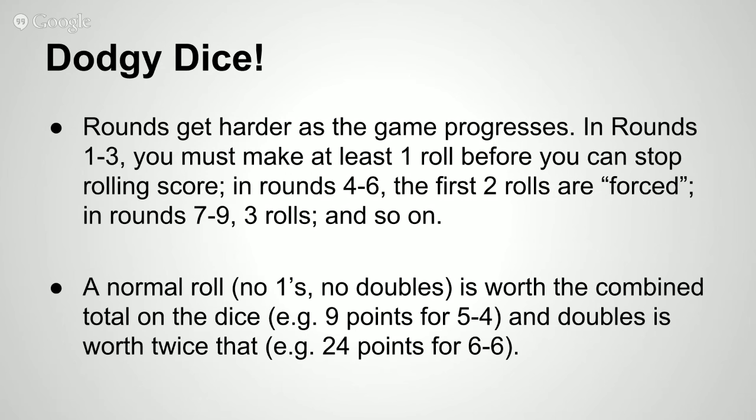The rounds get a little harder as the game progresses. In the first 3 rounds, you have to make at least 1 roll before you can stop. So it's just 1 forced roll. Rounds 4 to 6, it's 2 rolls. 7 to 9, it's 3, and so on. Normal rolls that don't have 1s are worth the combined total on the dice. And if it's doubles, then you double it again. So 5-4 is worth 9 points. Double 6s is worth 24 points.